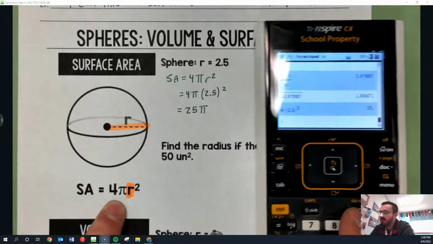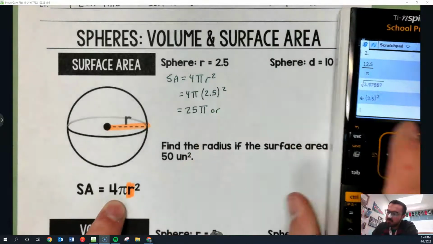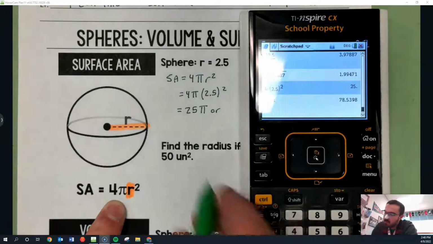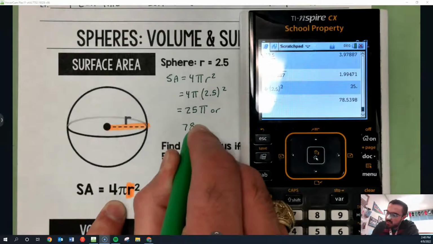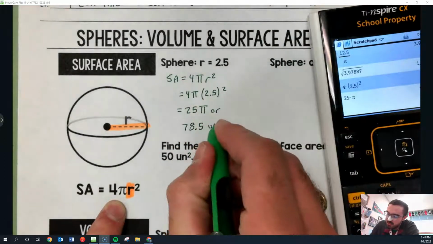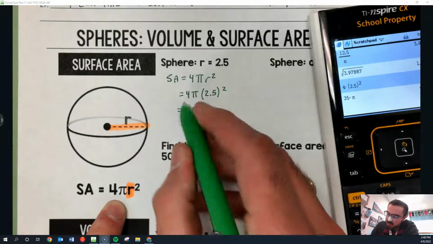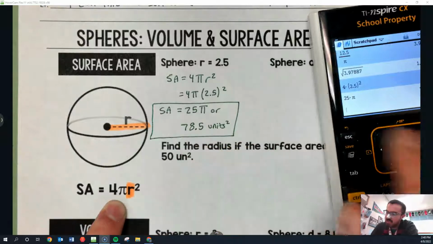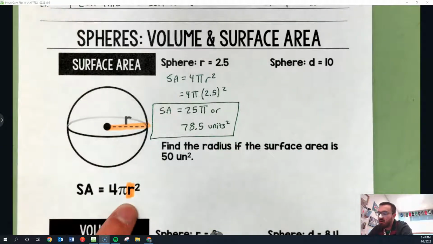Okay. And then if I want it in decimal form, I would do 25 times pi on the calculator. 78.5. Let's say units squared. Okay, so that is how we would write it in terms of pi and with a decimal. It's pretty simple, guys. All you need to know is what the radius is.